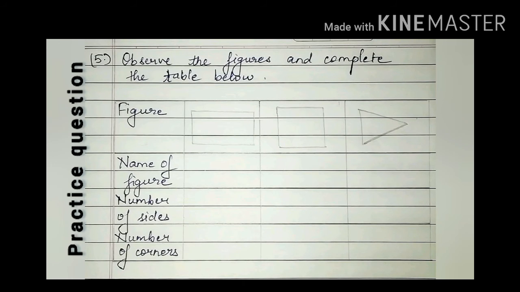Here I am giving you a table. Observe the figures and complete the table below. Figures are given. Name the figure, number of sides, number of corners. You have to do this exercise. You will understand how many sides and how many corners there are.